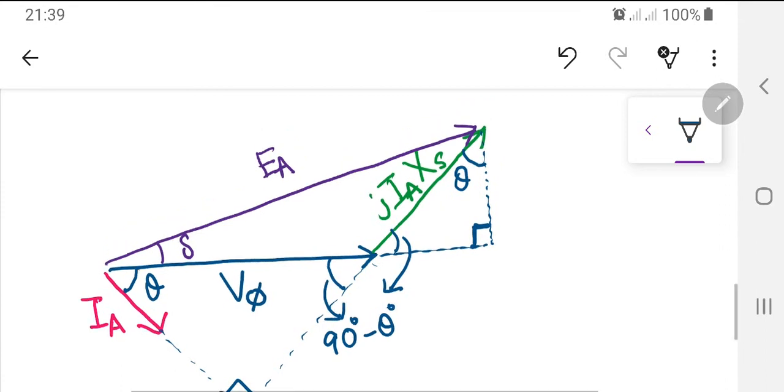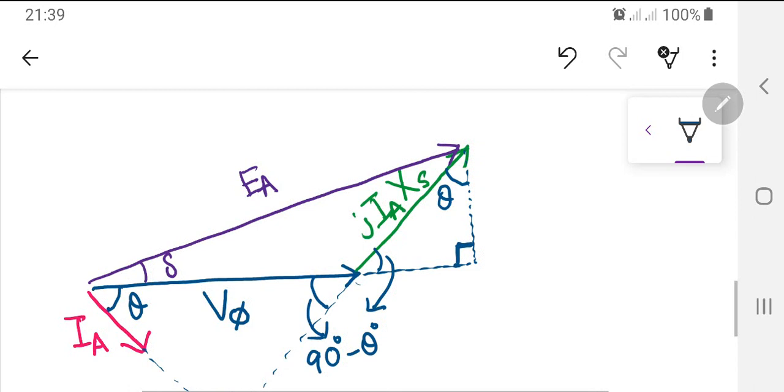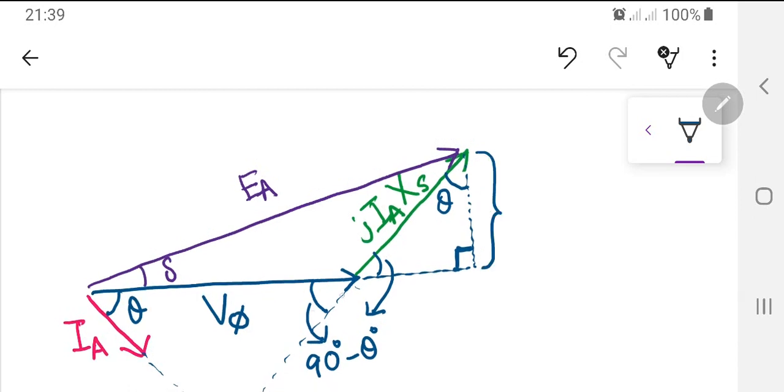Now if you are seeing this factor which I am indicating, since this is the vector IAXS and this is that angle theta, this length is equal to, if I'm correct with the trigonometry, IAXS cos of theta. Why? Because this is the x component. If I have taken this length, this would be equal to IAXS sine of theta.